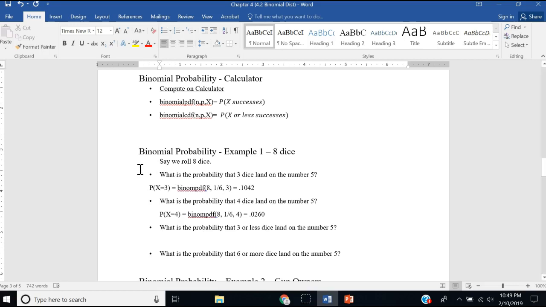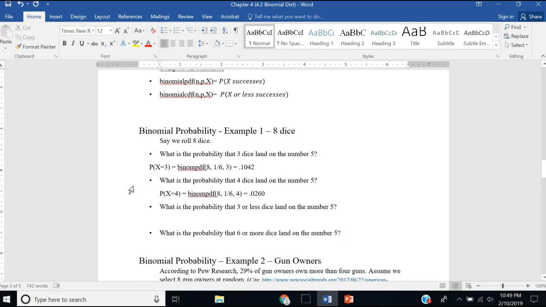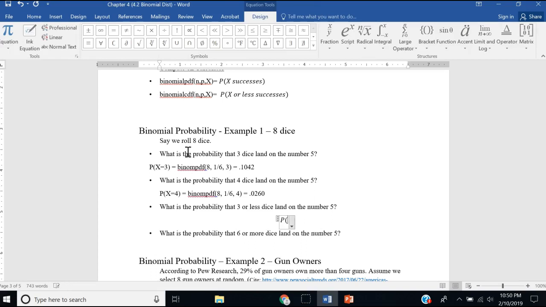Now this fourth probability that we see in our example says 3 or less. Well, what did we say about CDF? Oh, X or less successes. So that's exactly in the CDF wheelhouse. Now, if I wanted to do this real shorthand, probability that X is less than or equal to 3. So the number of successes is less than or equal to 3.